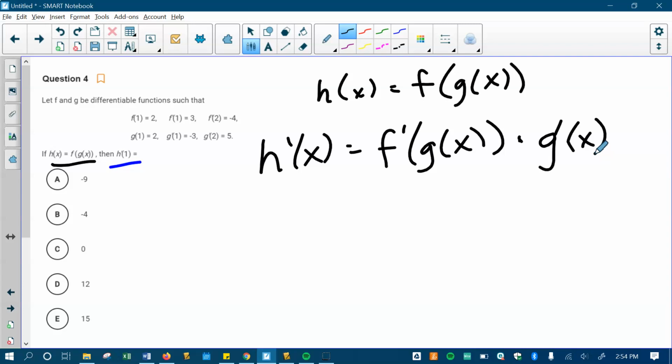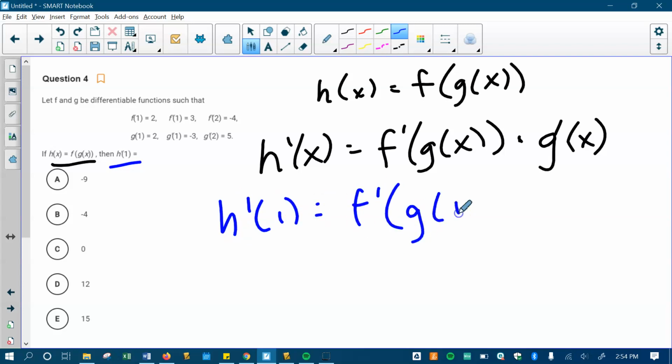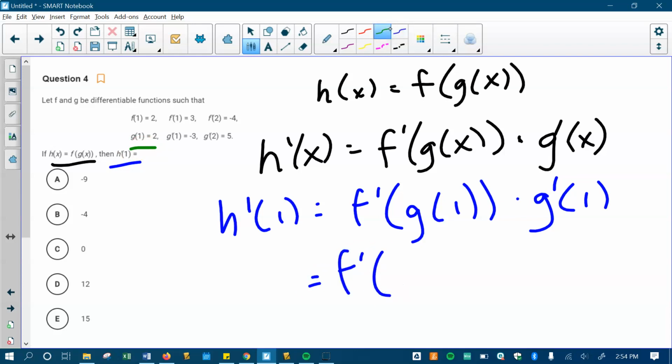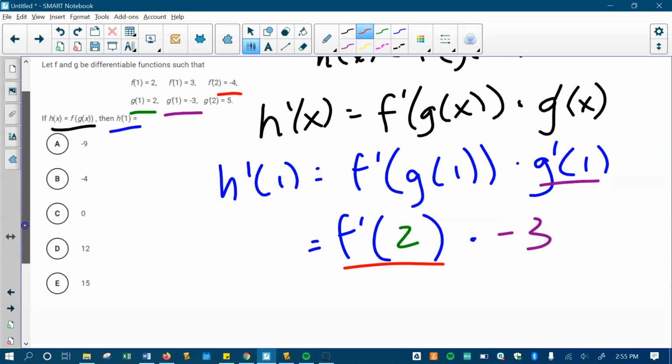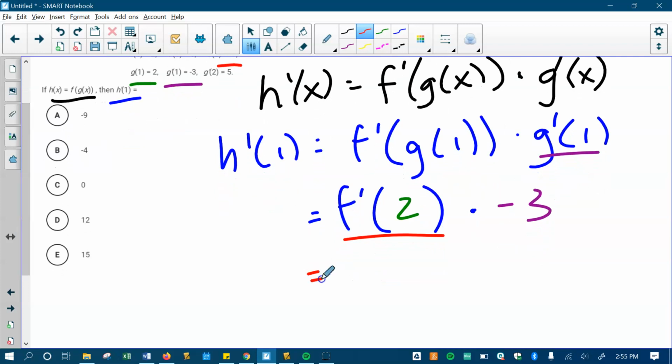Okay, so now you're going to plug in h prime of 1, because again, the 1 is what we need. So now we have h prime of 1 is equal to f prime of g of 1 times g prime of 1. And now let's go up to this information here. g of 1 is 2. So this is equal to f prime of 2, and then times g prime of 1, which is negative 3. And now f prime of 2 is going to be negative 4. So we have negative 4 times negative 3. You got a positive 12 there.